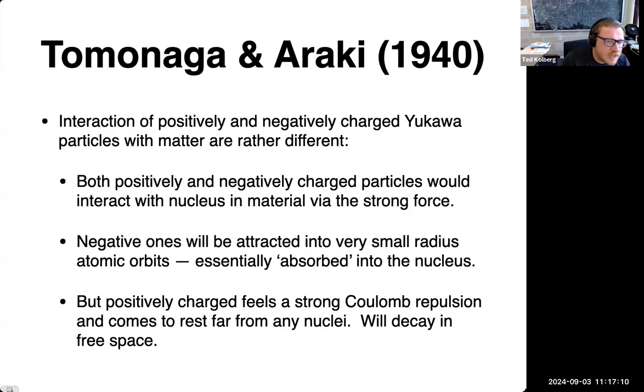A pair of theoreticians, Tomonaga and Araki in Japan in 1940, made a study of the interaction of the Yukawa particles with matter and hypothesized that the interaction of positive and negatively charged Yukawa particles with matter should be rather different. So both the positively and negatively charged versions of the Yukawa particle should interact with nuclei in material via the strong force. After all, they're supposed to be the force carriers of the strong force. But there's some differences in the phenomenology of how this takes place. The negative ones can be attracted into very small radius atomic orbits, basically acting like a very heavy electron for as long as they live.